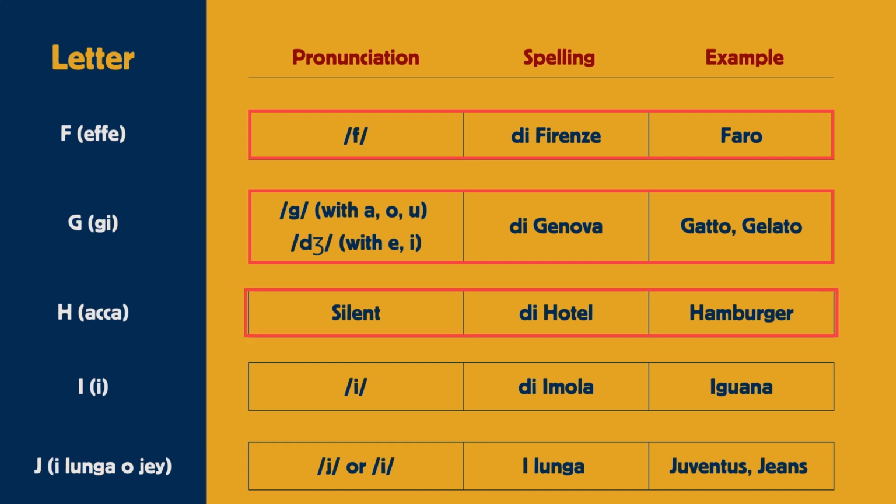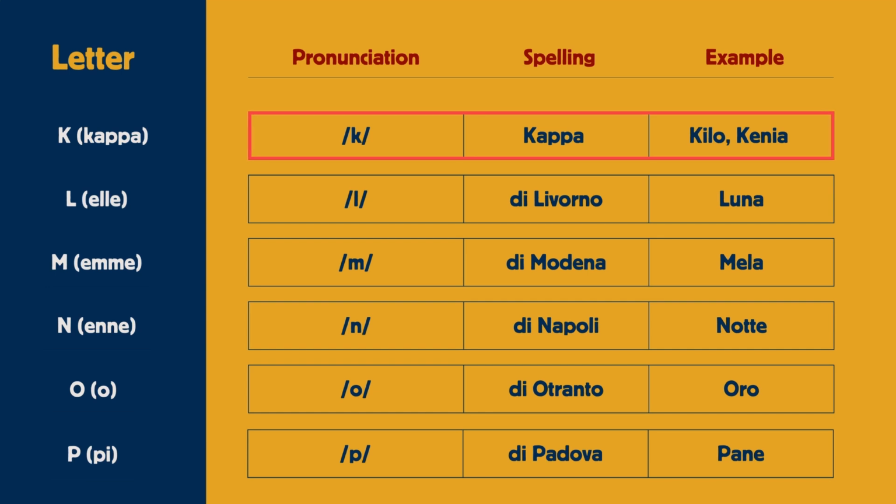Then we have H. The letter H is silent in Italian. So we say H as in hotel or hamburger. I like Imola or iguana. J or I lunga as in Juventus or jeans. K as in kilo or Kenya. L like Livorno or Luna. M like Modena or Mela.